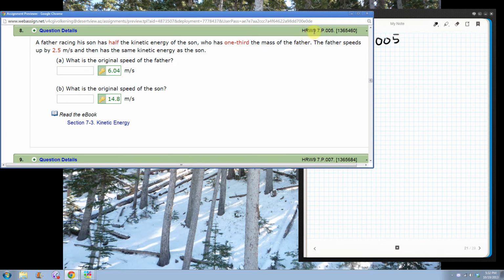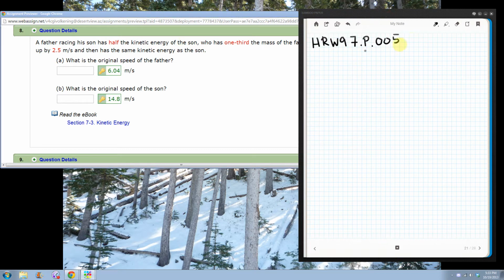This is HRW97P005. This is about the father. It says the father racing his son has... Now, the stuff in red is different from yours, but it'll be basically the same problem. His racing son has half the kinetic energy of the son, who has 1/3 the mass of the father. The father speeds up by 2.5 meters per second and then has the same kinetic energy as the son.